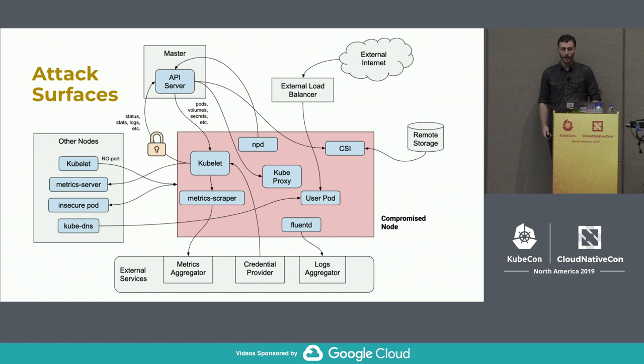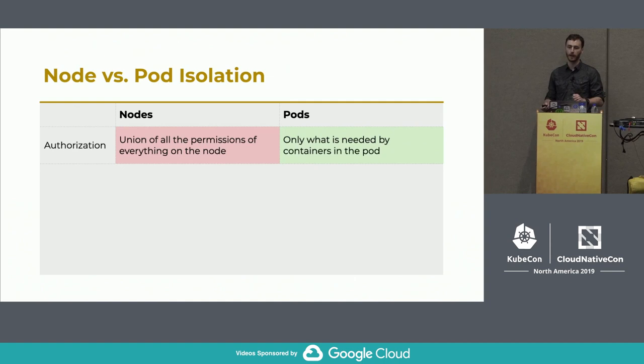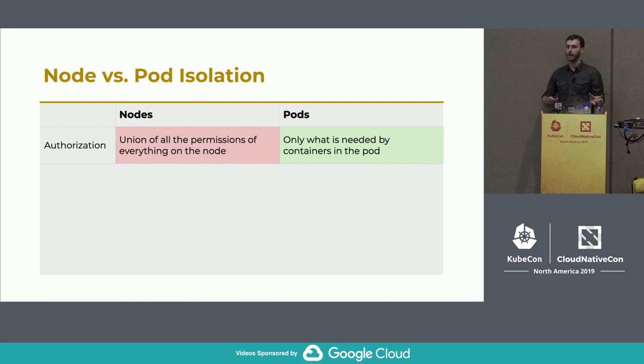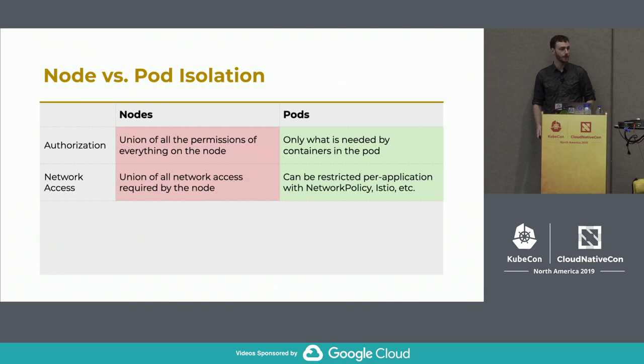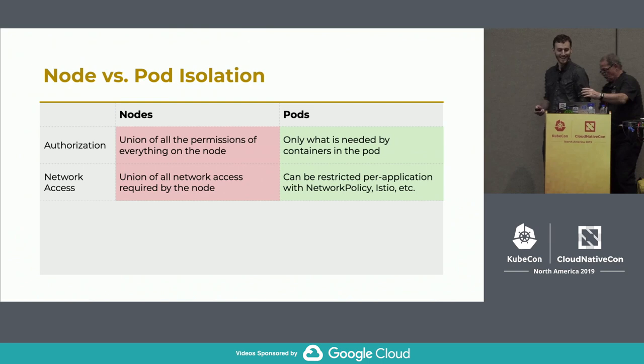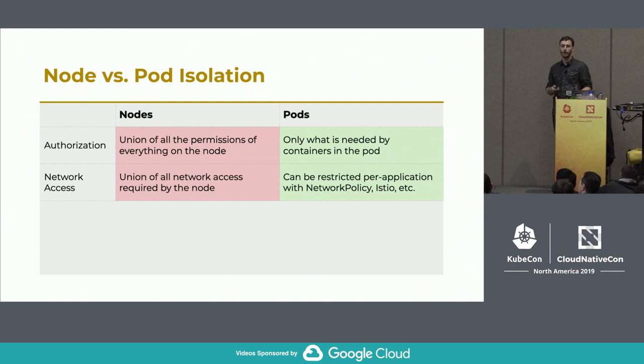If we compare that to a pod, we see this theme again and again, where in authorization, we have all of the permissions on the node side, whereas in the pod case, we can scope that down a lot more to just the containers running in that pod. Similarly with network access, we have the union of everything on the node. We can make that a lot more specialized on the pod.